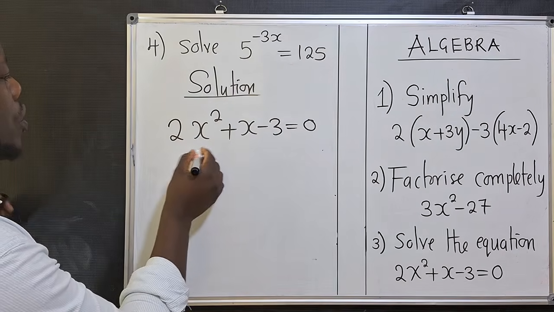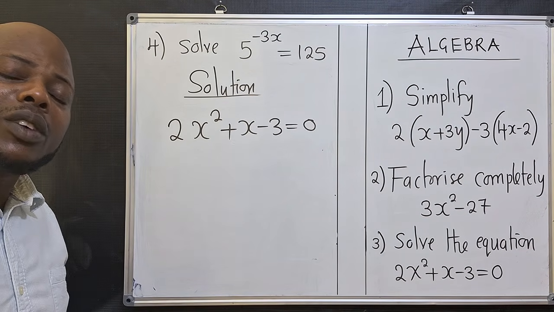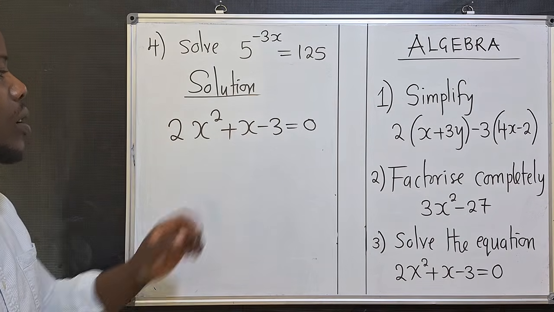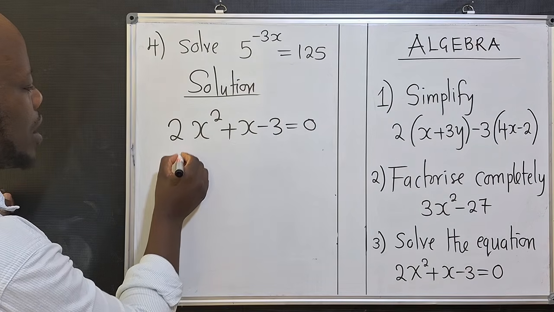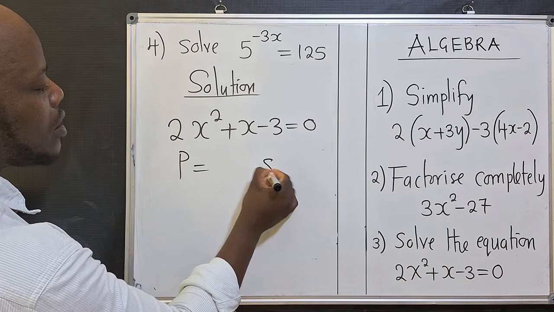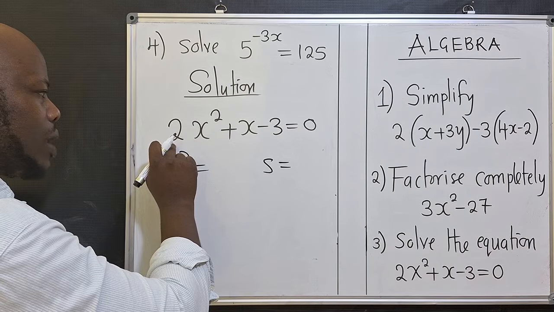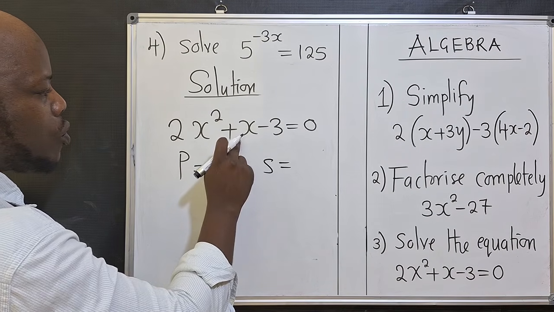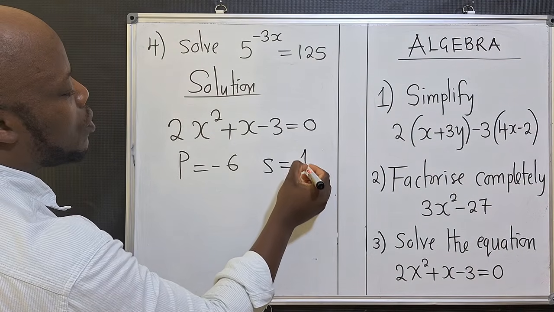So we are going to find two numbers such that when we multiply them, they give us -6, and when we add them, they give us 1. All you need to keep in mind is to identify the product and the sum. The product will be this number times this number, which is -6. And then the sum will just be the number where x is, and that is the 1.